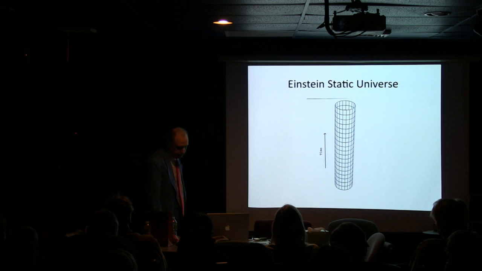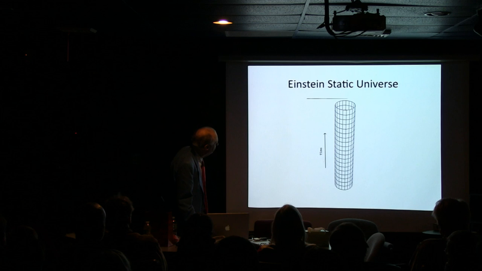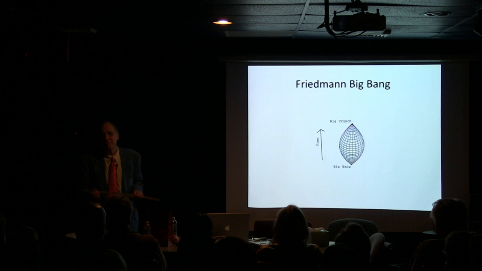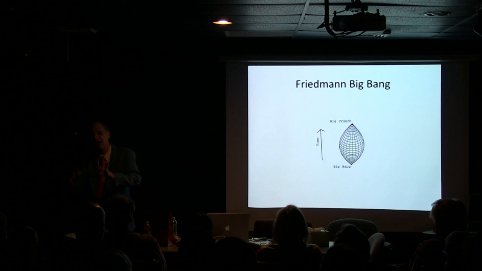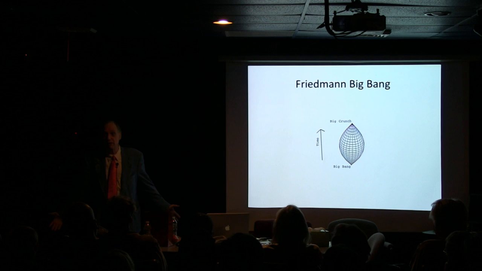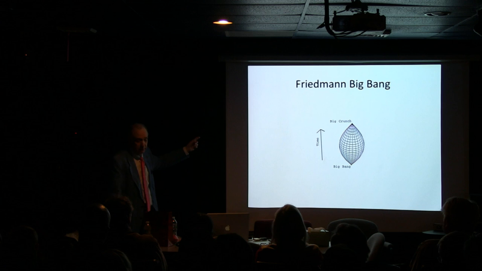But then, in 1922 to 24, Mr. Friedman, who was a mathematician working in Russia, said, listen, forget that. I'm going to throw away that cosmological constant term. I'm going to use the original Einstein equations. You can't make a static model? Fine. I'll solve it and find out what dynamics it has. I'll find out what it's doing. And he got this model, which is a Big Bang model.